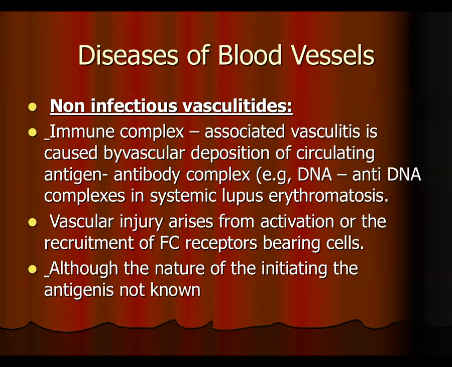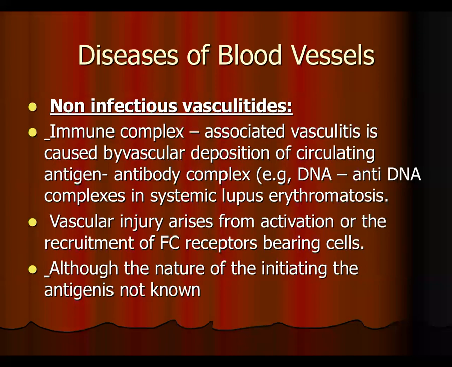Now, the non-infectious type is immune-mediated, with immune complex associated vascular deposition. Vasculitis can be caused by vascular deposition of circulating antigen-antibody complexes, for example anti-DNA complexes, which can be present in systemic lupus erythematosus, a multisystemic autoimmune disease. In these cases there are circulating antibodies in the different types of vasculitis.